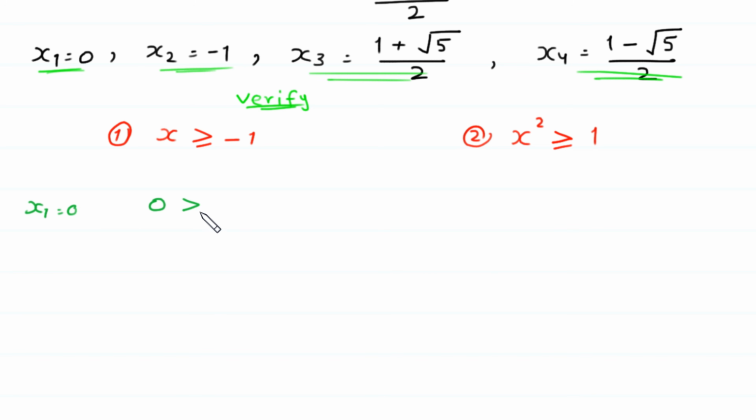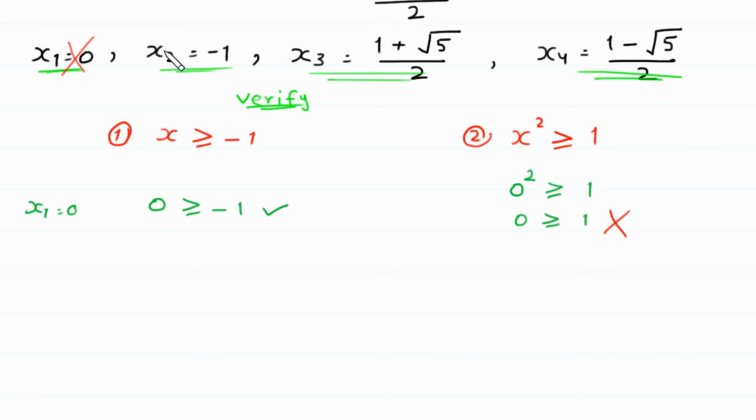0 is greater than or equal to negative 1. 0 is greater than negative 1, so this condition is true. Now we put this value of x1, 0, in the second inequality. 0 squared greater than or equal to 1. 0 squared is 0, is 0 greater than or equal to 1? 0 is not greater than 1, so this condition is false. So we reject this solution.